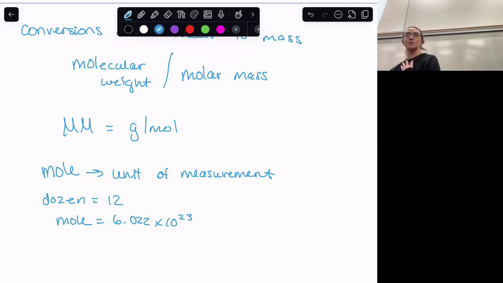I used the molar mass of something today in lab. I had to calculate the number of moles of something that I needed. I needed to calculate the mass of something using the number of moles. This does not go away, so make sure you understand this. Please ask me if you don't understand it. But the mole is super important.